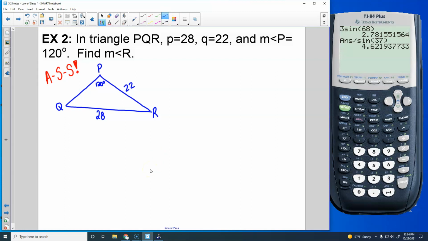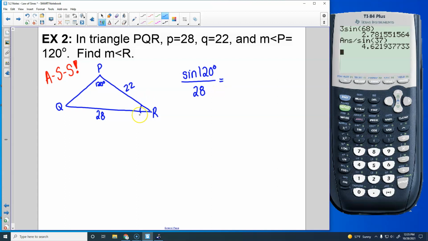So we're going to set it up. When you have angle side side, you set the problem up just like you did for the last problem. You don't do anything different in the setup or even the solving in the first step. So we know that we've got 120. We have to use that because it's the only angle we know. So sine of 120 is going to go over 28. And then it tells me to find angle R.